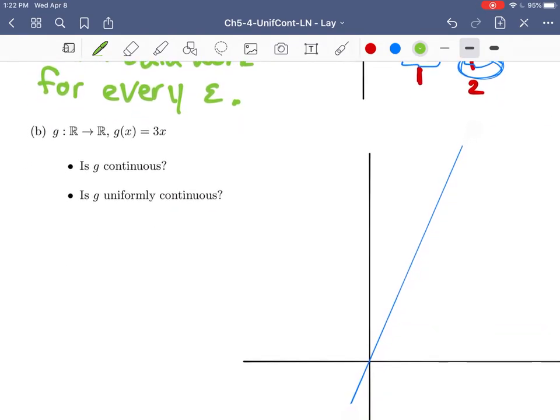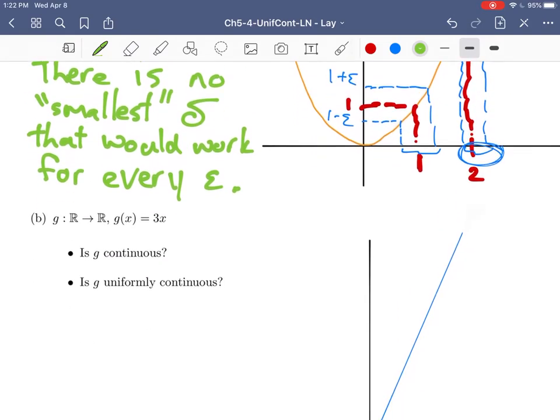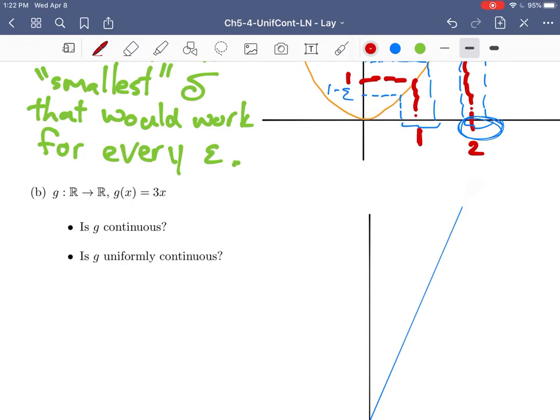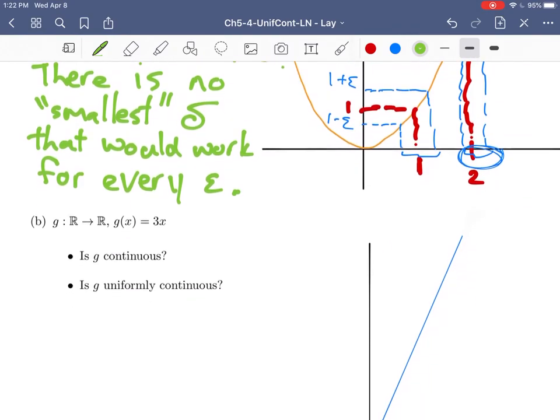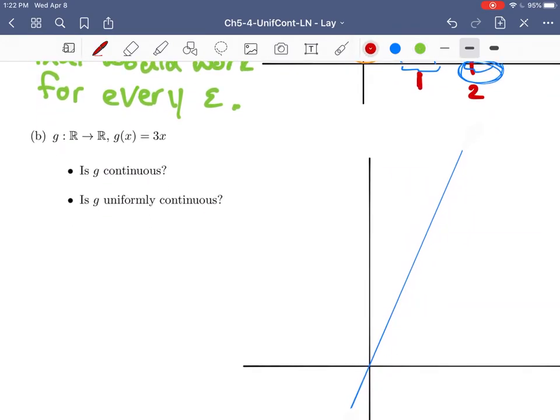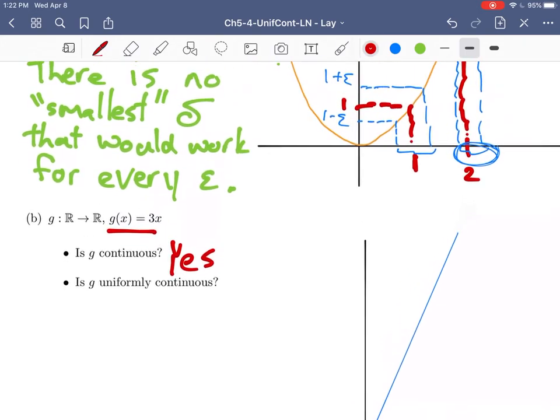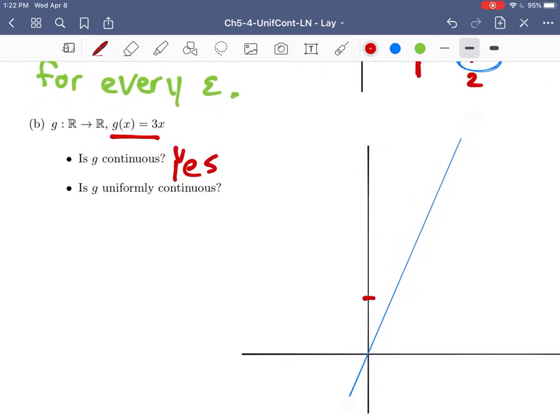All right, let's look at a second example. Before I go to the second, is it uniformly continuous? No. So for the second example, is g continuous? Our function g of x here is 3x. Is it continuous? Yes. Is it uniformly continuous? If we were to go here, if this is the value 3, that is 1. If this is the value 6, that is the value 2.